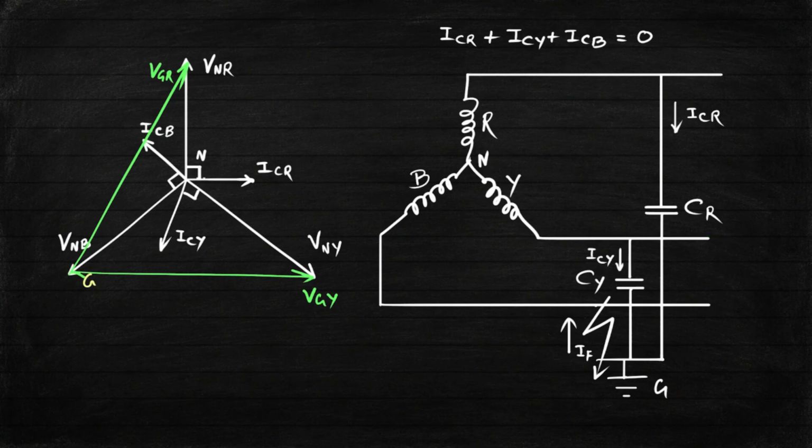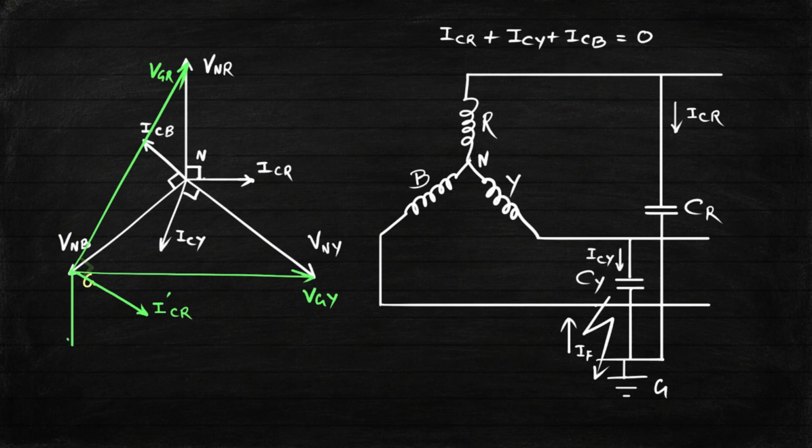So, the phasor diagram now changes and becomes like this. Now, obviously, the capacitive charging current supplied by the R phase also changes because the applied voltage has changed. Let us represent this new charging current by ICR dash. Since it is still a purely capacitive current, ICR dash leads the voltage VGR by 90 degrees.